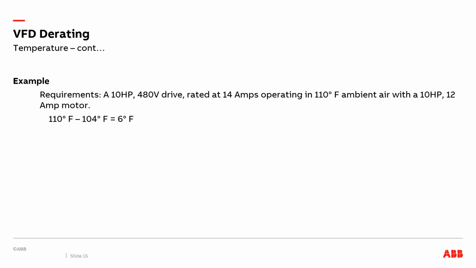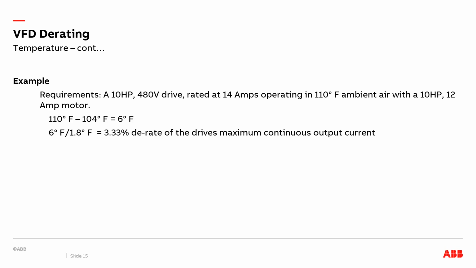So let's start doing our math. 110 degrees Fahrenheit minus 104 gives us 6 degrees Fahrenheit. Take that 6 degrees and divide it by 1.8, and we get a 3.33% derate of the drive's maximum continuous output current.